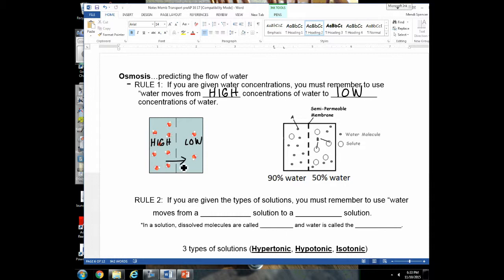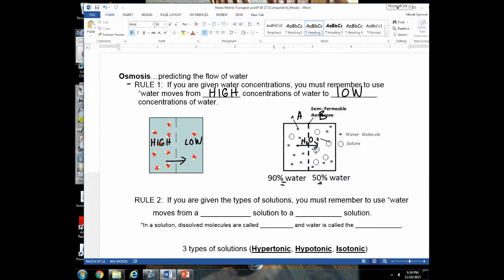Now, sometimes I just show you water molecules like this, and you can see that there's definitely more on this side than on this side. But sometimes we just give you water concentrations, and we say this side, or solution A, is 90% water. Solution B is 50% water. And you have to just remember this rule that water moves from high concentrations to low concentrations of water. So in this situation, water is going to have a net flow of water in this direction.